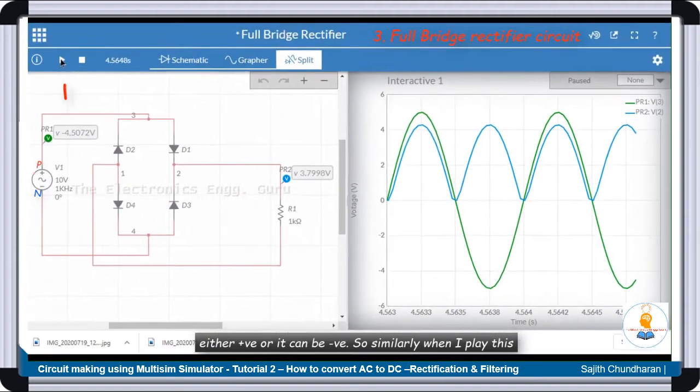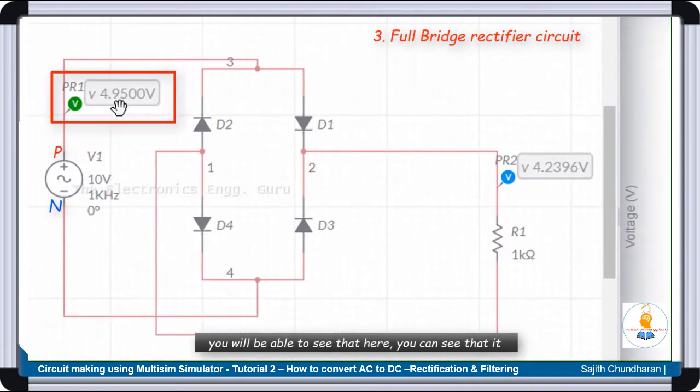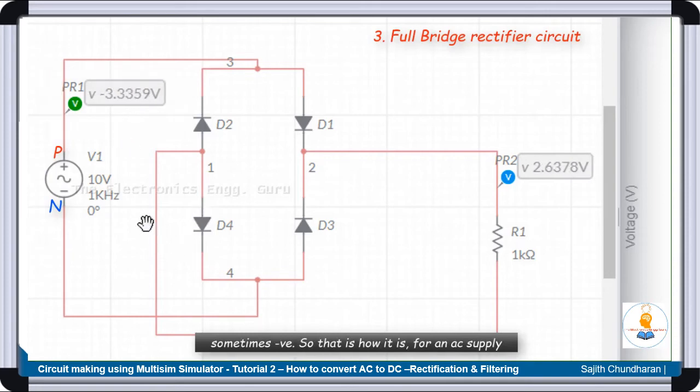So similarly, when I play this, you will be able to see that here. You can see that it is continuously moving. It can be positive or sometimes negative. So that is how it is. For an AC supply voltage, there is no permanent positive and negative. For that reason, we normally represent an AC supply voltage as phase and neutral. The upper part can be termed as a phase and the lower part can be termed as a neutral.